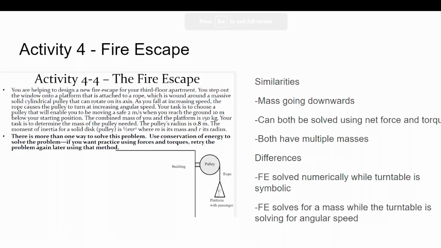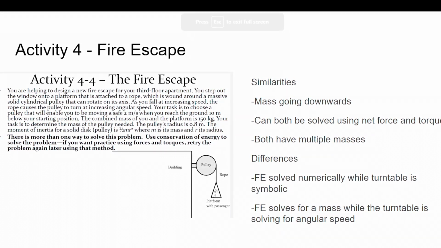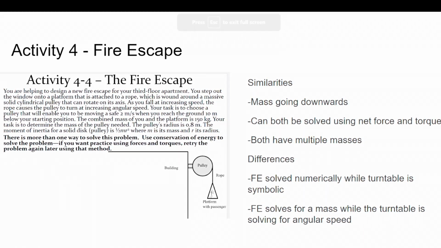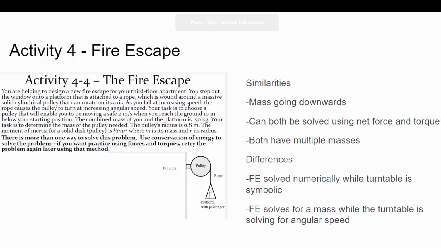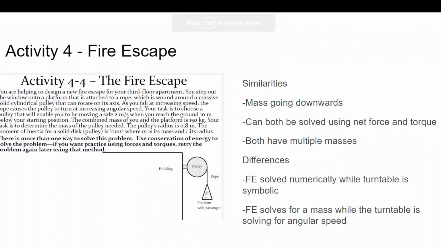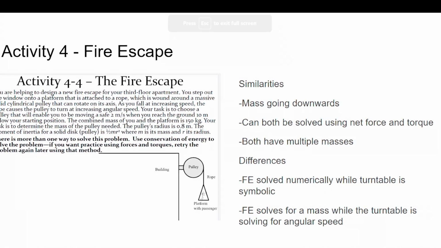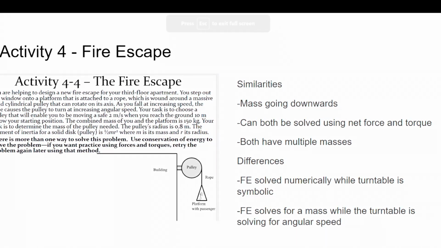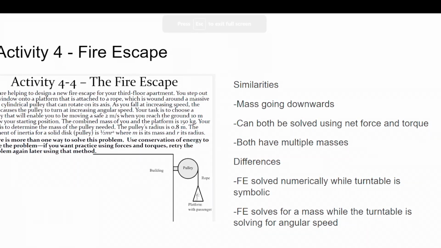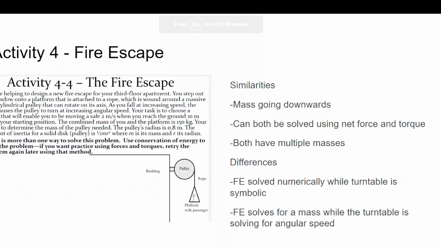The other problem that we found similar to our turntable problem in this week's project was Activity 4 from Week 4 Studio. Activity 4 was called the Fire Escape and involved a platform moving downward, attached to a pulley by a rope. As the platform moved downward, it was affecting the entire system. In our turntable problem, we had a mass moving downwards that was also affecting the entire system. Both problems could be solved using net force and torque to get the desired answer, but in the fire escape problem we were solving for a mass, while in the turntable we were solving for angular speed.